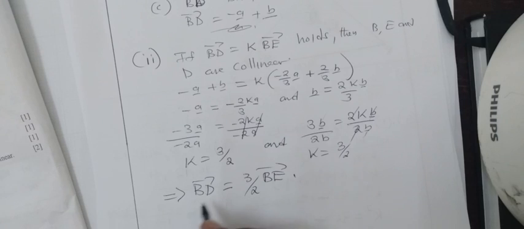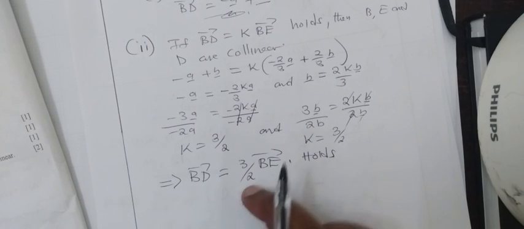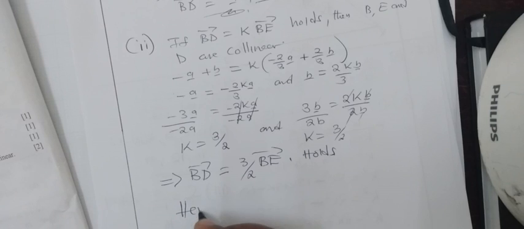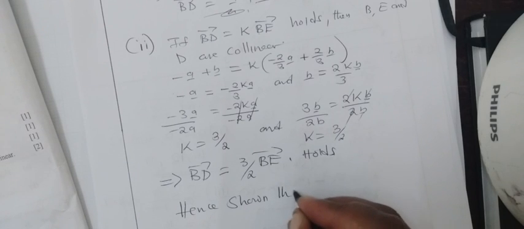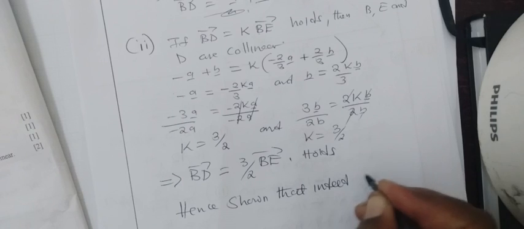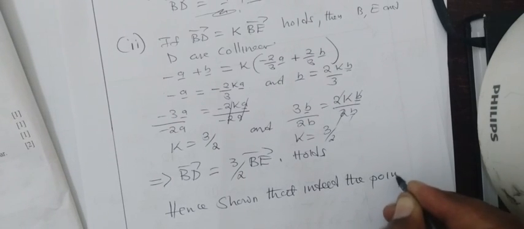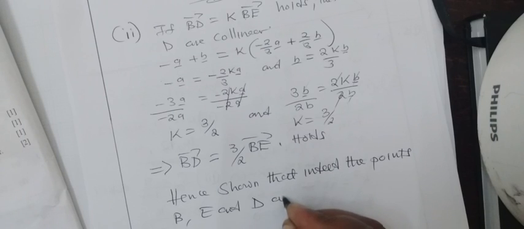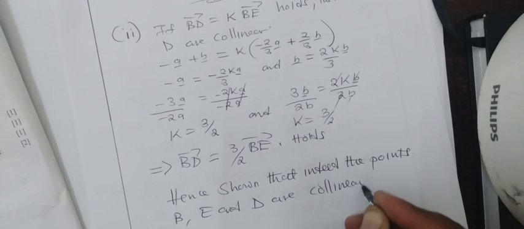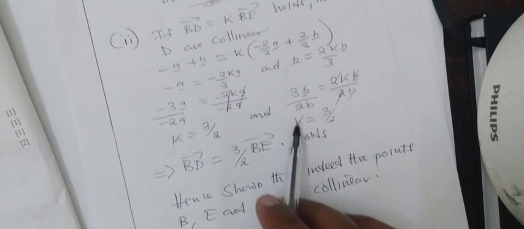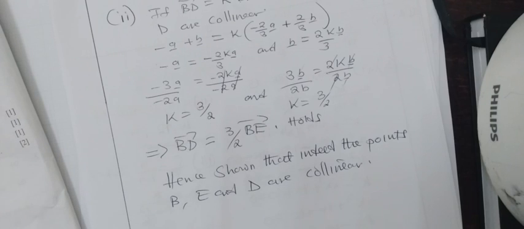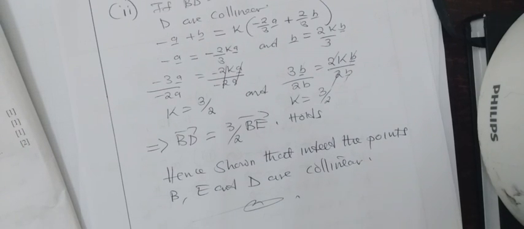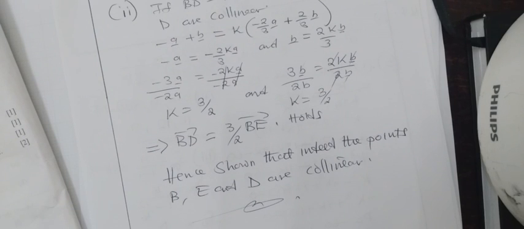So this one holds. We are able to find BD by multiplying that. Hence, we have shown or verified that indeed the points B, E, and D are collinear, meaning they lie on a straight line. If we were not able to find the K, we would have concluded that the points are not collinear. And that's where we end for this one. We go to the next question.